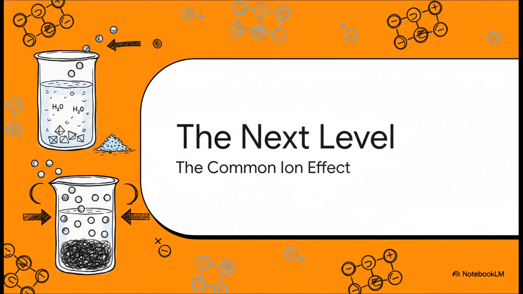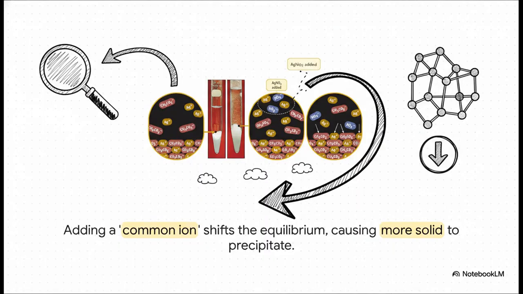Okay, you ready to level up? Let's talk about a really slick application of all this. What happens if we try to dissolve one of our salts, not in pure water, but in a solution that already contains one of its ions? This is called the common ion effect, and really it's just a classic case of Le Chatelier's principle. Think about it. If you add more of one of the products, this common ion, you're putting a stress on the equilibrium. And how does the system relieve that stress? It shifts to the left, using up those extra ions and forcing more solid to precipitate out of the solution.